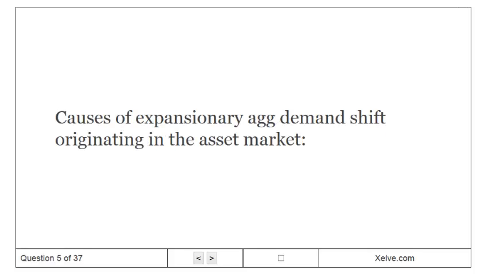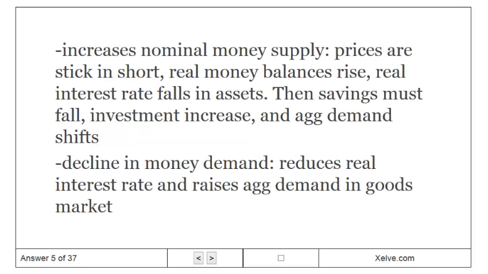Causes of expansionary AD shifts originating in the asset market. An increase in the nominal money supply, with prices sticky in the short run, means real money balances rise. The real interest rate falls, and in the asset market, savings must fall. Investment increases and AD shifts right. Money demand reduces the real interest rate and raises AD in the goods market.